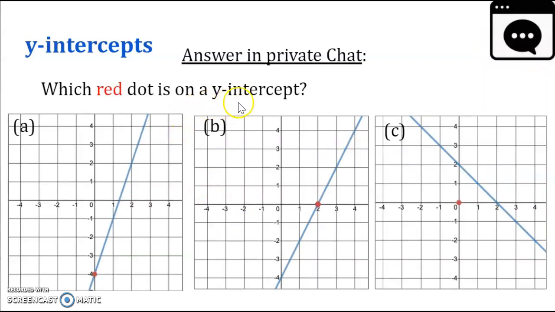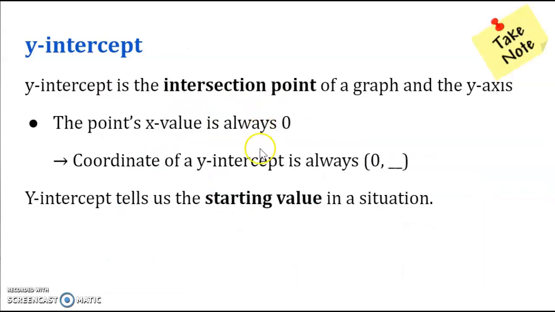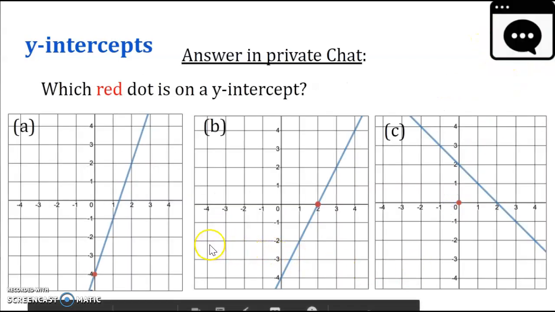Okay, so I want you to pause the video and take this note down, because it says take notes. And then we're going to go to the next one.